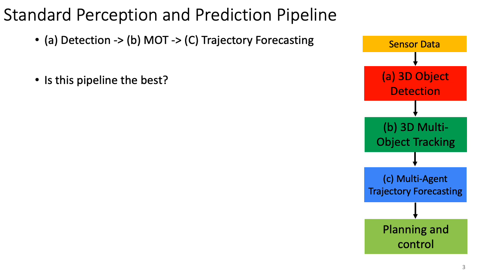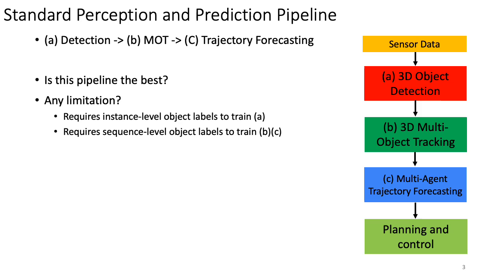In this work, we wonder if this pipeline is the best choice, and if there are any limitations in this pipeline. While there can be many, we focus on the limitation on the labeling requirement. To train a modern 3D detector, this standard pipeline requires instance-level object annotations, for example 3D bounding boxes. Also, to train 3D MOT and trajectory forecasting methods, sequence-level object annotations are required. This means that the annotator needs to ensure correspondences of object annotations through time, which is more expensive to obtain than the instance-level annotations.